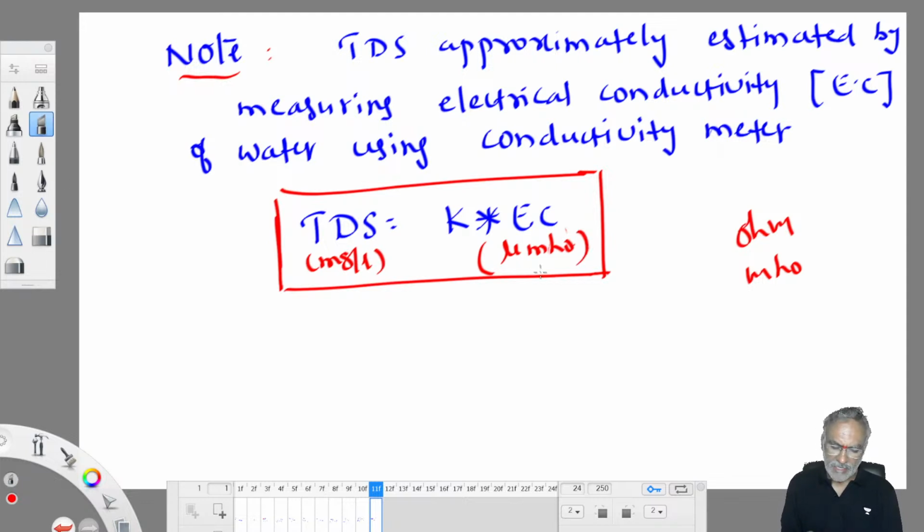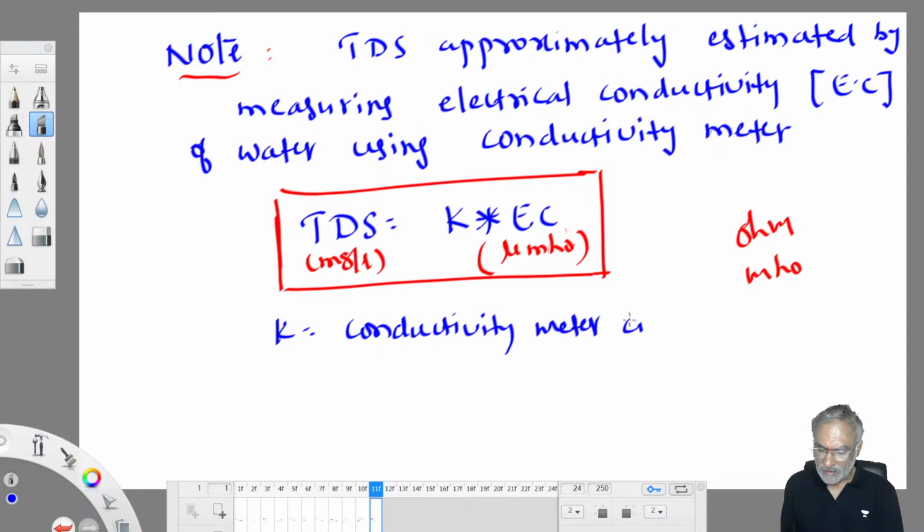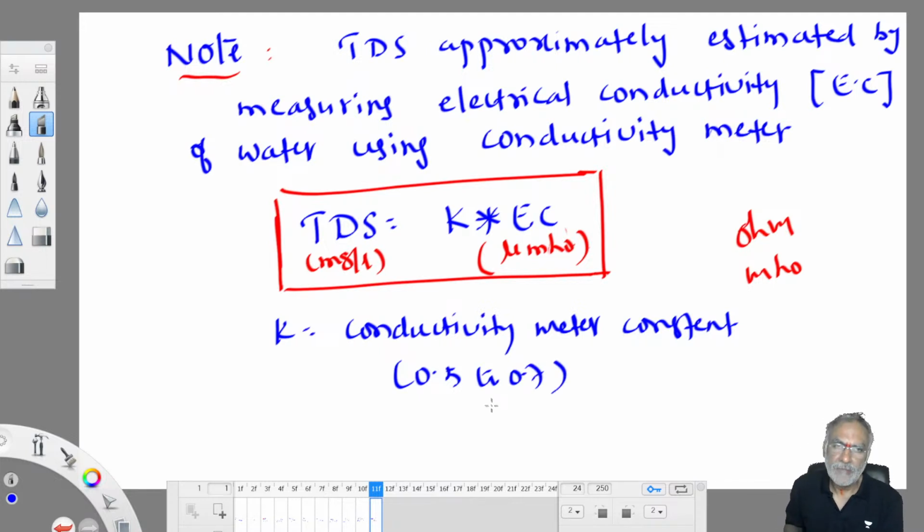So straight away, K is the conductivity meter constant. Normally its value varies anywhere between 0.5 to 0.7. Whoever manufactured that meter will give you the meter constant. You multiply that, you get TDS.